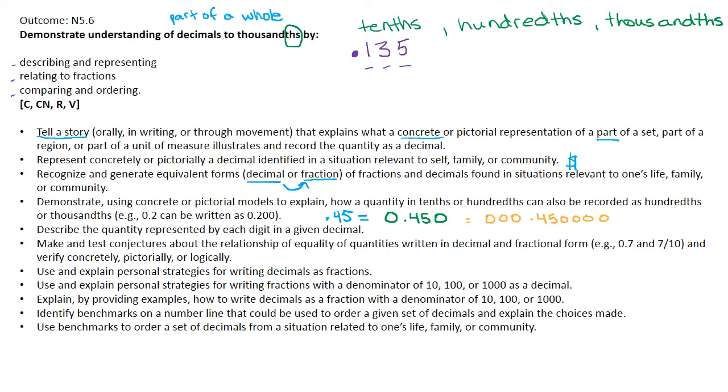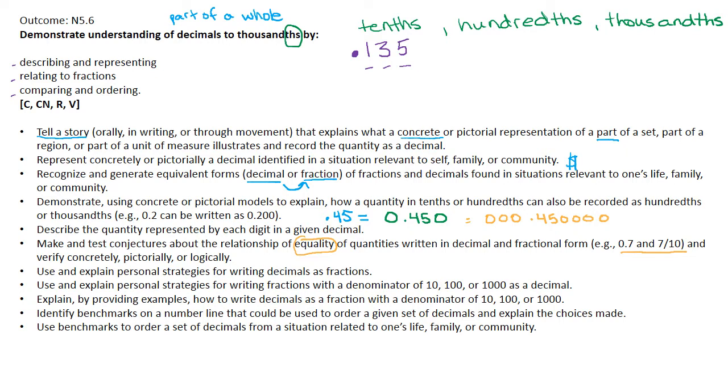Describe the quantity represented by each digit. So we're going to be talking about place value. Test the equality. Decide if decimals are equal, like the example that they've given here. Is 0.7 equal to 7 over 10? And we'll get into that in just a minute.